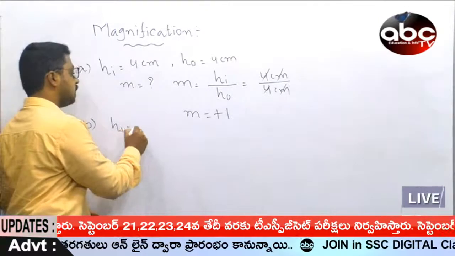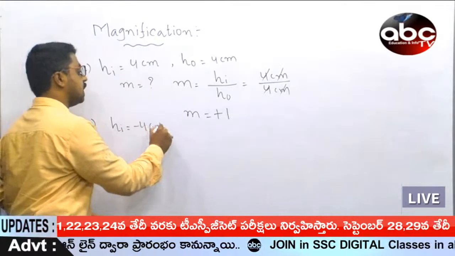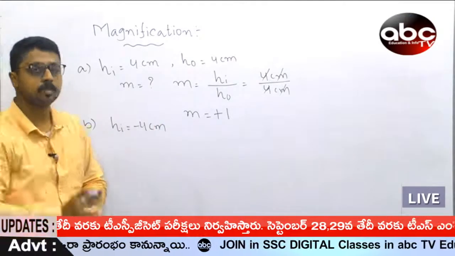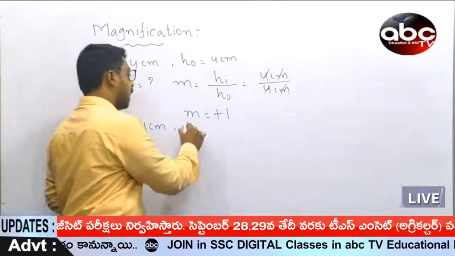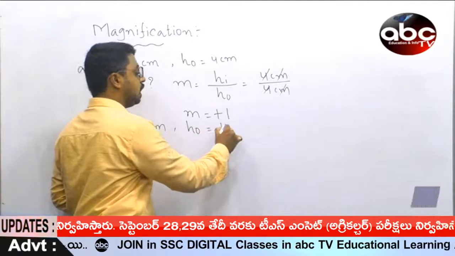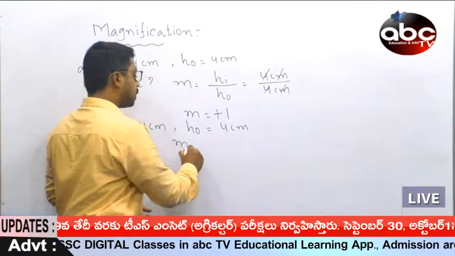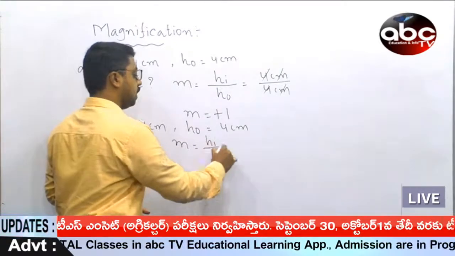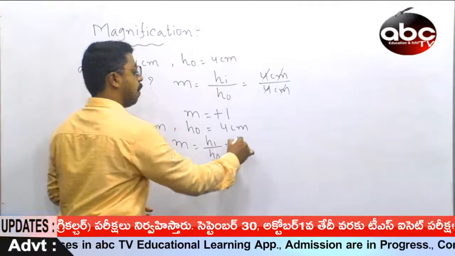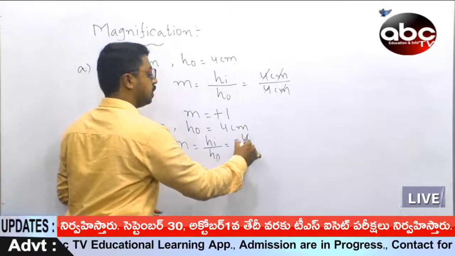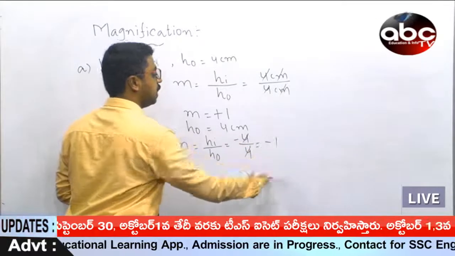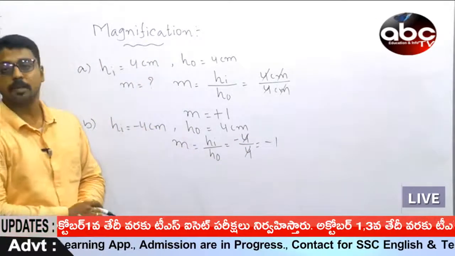Hi is equal to minus 4 centimeter, for suppose. Whereas HO is equal to 4 centimeter. Then magnification power can be extracted. Hi by HO, minus 4 by 4. This cancels and the result is minus 1.